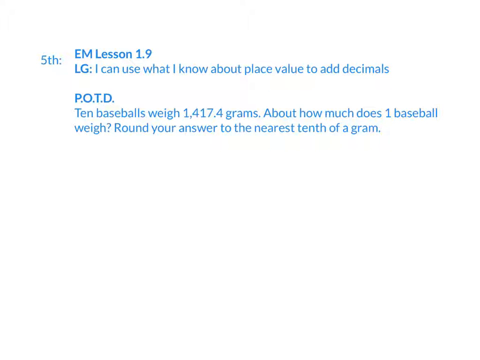And today what we're going to do is use what we know about place value to help us add decimals, okay? We're going to learn how to use pictures to show it, and then we're going to eventually end up at the standard algorithm. And you need to be able to do it both ways, using pictures, unit form, actually, there's 3 ways, and also using the standard algorithm, okay? But first, let's talk about the problem of the day.